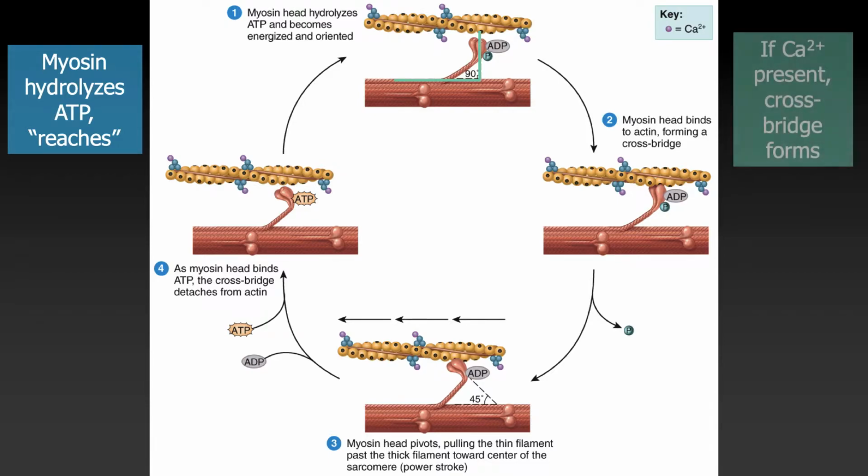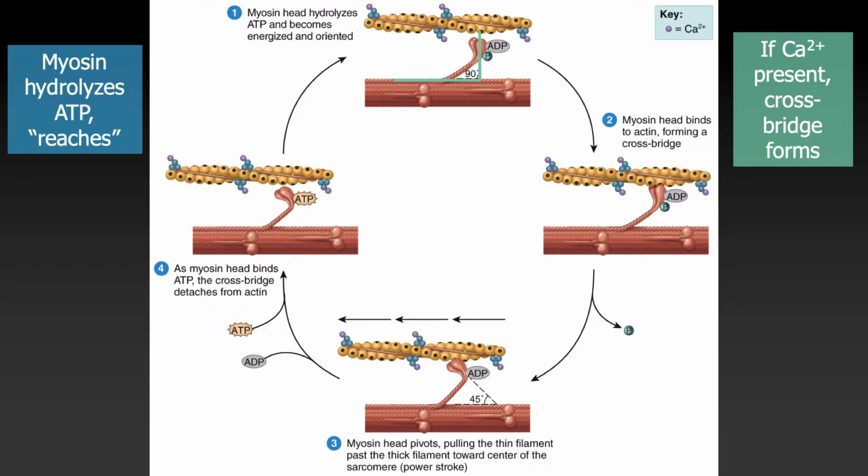If calcium's present, then myosin reached for good reason. If calcium is present, that means that troponin has moved out of the way, tropomyosin has revealed the binding site on actin for myosin, and a cross bridge can form. Cross bridge is the name of the situation when those two molecules are connected, when they're bound. Cross bridges can only form when calcium is present.